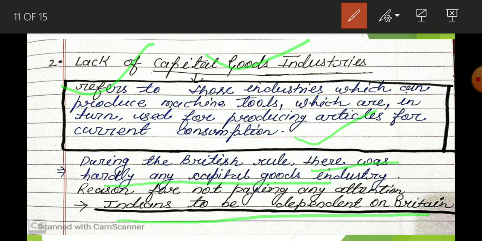When there is no capital goods industry, we are not able to produce machines, tools and equipment. In this way we are not able to produce manufactured goods. For getting manufactured or finished goods, we have to depend upon others, meaning Britain. Obviously, because there is a British government, they only allowed their own traders to come and do the trading.